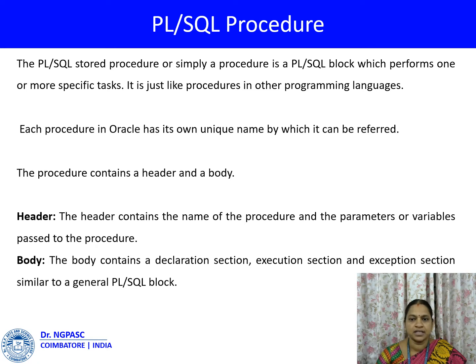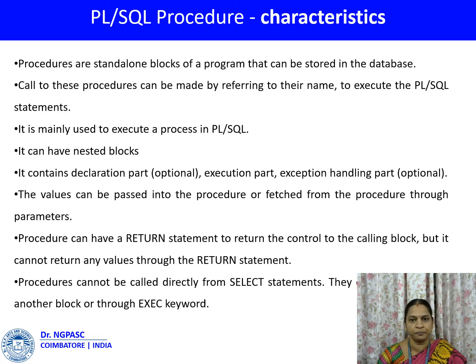The header contains the name of the procedure, which should be unique, and the parameters, also termed variables. These variables or parameters can be passed to the procedure. The body contains a declaration section, execution section, and exception section. The exception section is optional; if we want to include it, we can. These are similar to a general PL/SQL block that should be written within begin and end.